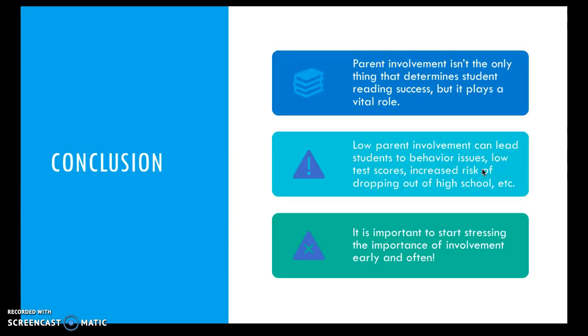So in conclusion, it is true that low parent involvement can lead to behavior issues, low test scores, and increased risk of dropping out, and that's why parent involvement in education is so crucial. It is not the only thing that determines students' reading success, but it does play a vital role, as mentioned in lots of research and studies over the years. It's really important to start stressing why it is so crucial early and often.